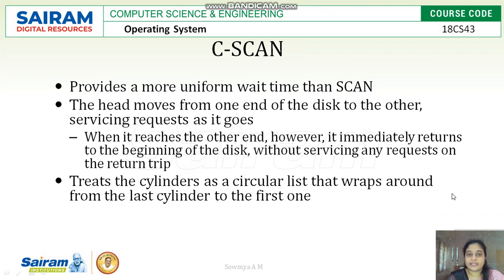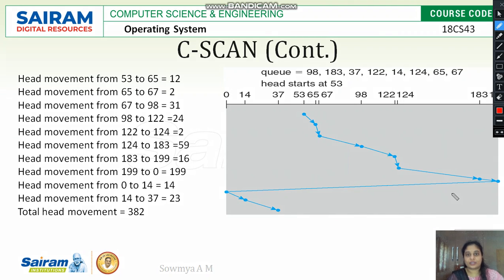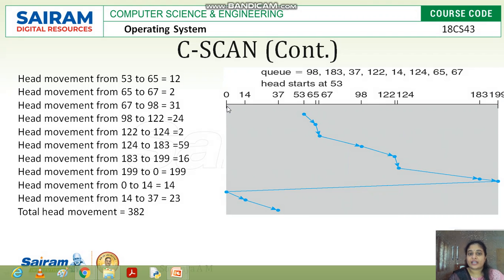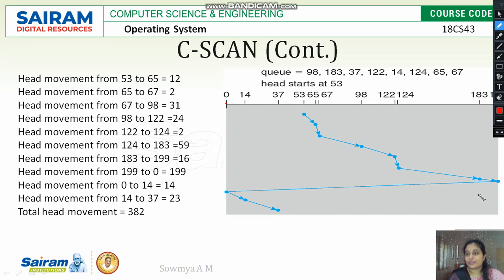The next method is the C-scan method. C-scan is like a cyclic version of the scan method. In the C-scan method, the head always moves in only one direction. The scheduling happens from 0 to the last value, and while coming back it will not schedule; it will directly come back to 0, and from 0 it will again start scheduling.